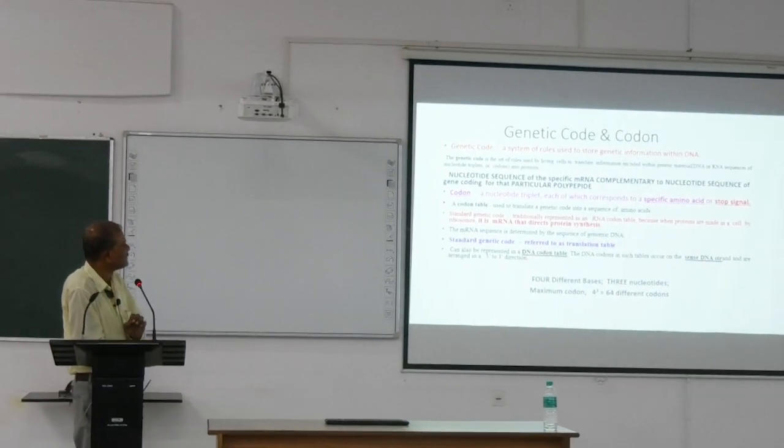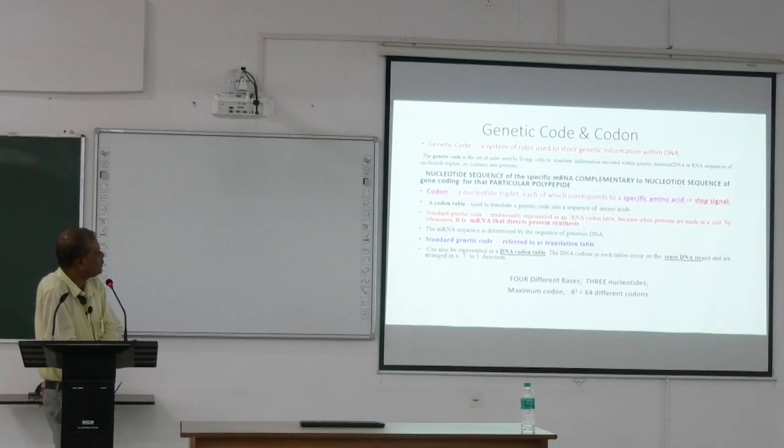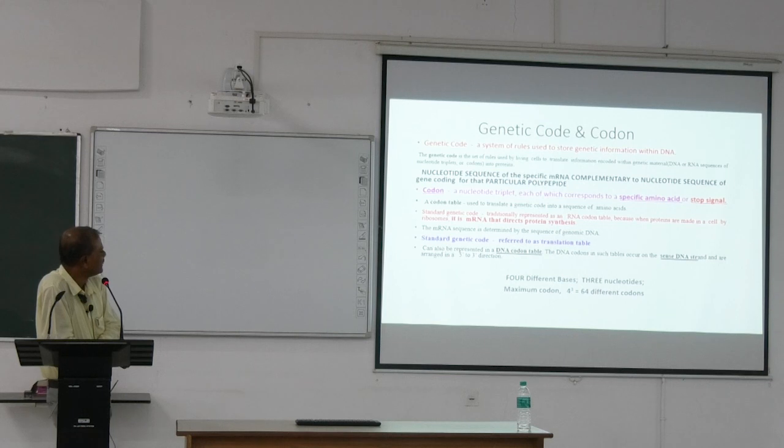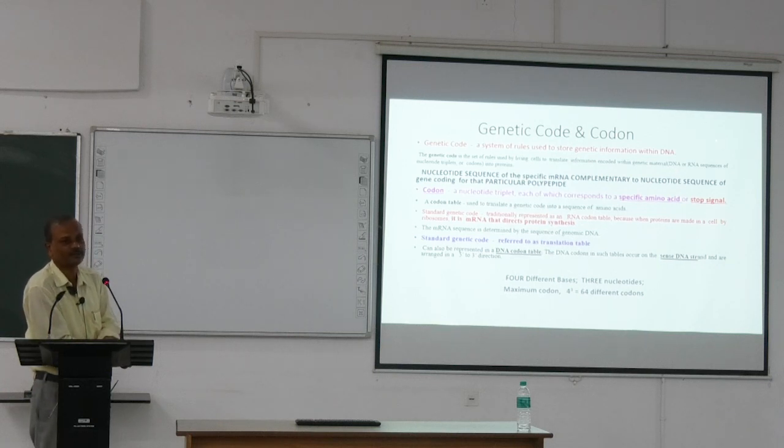Now, genetic code and codon. The genetic code is basically a system of rules used to store genetic information within the DNA. This is basically a nucleotide sequence of the specific mRNA. A codon is basically a nucleotide triplet which corresponds to an amino acid or a stop signal. It is not that every codon codes for an amino acid. There are 3 codons which are stop signals. So a codon can also act as a stop signal.